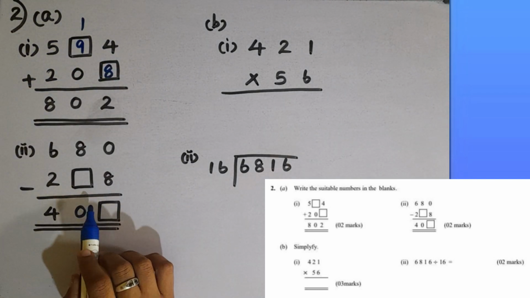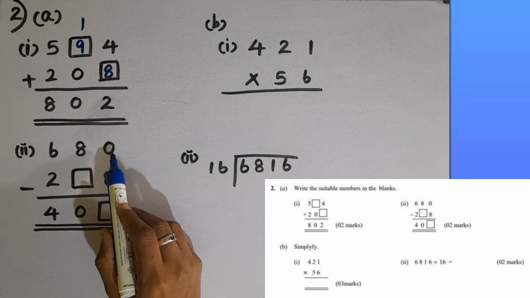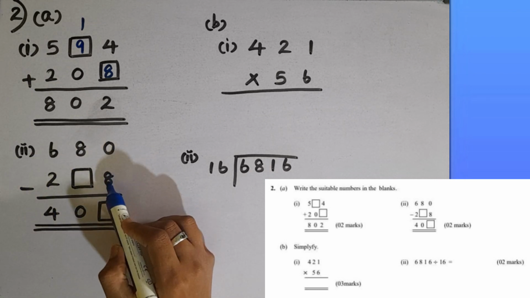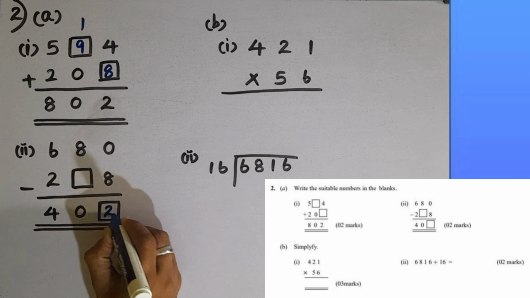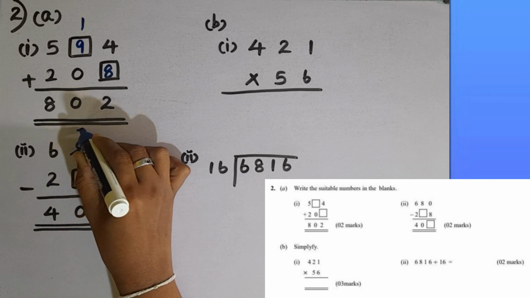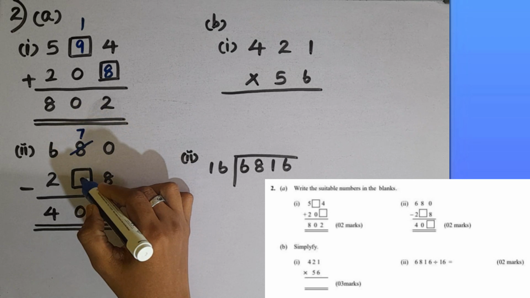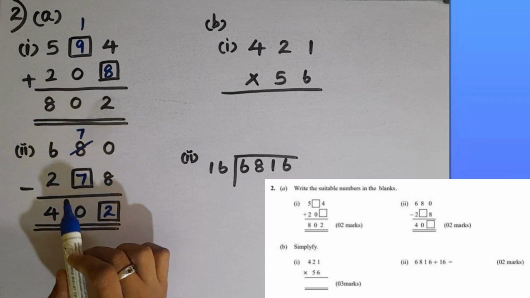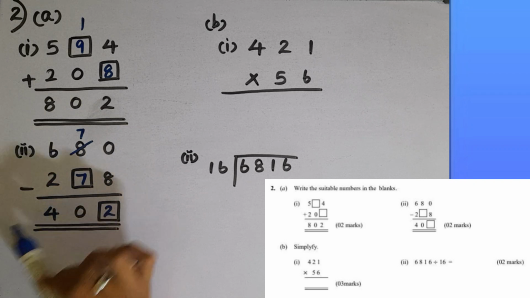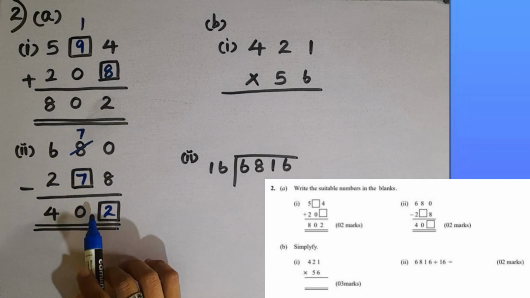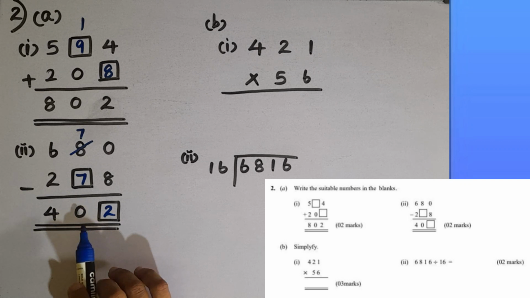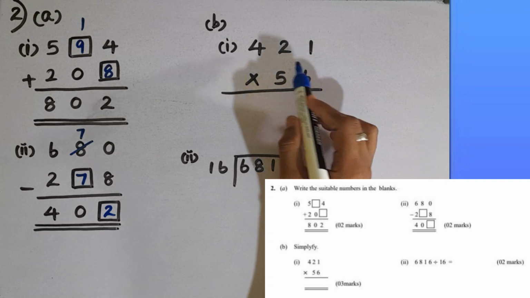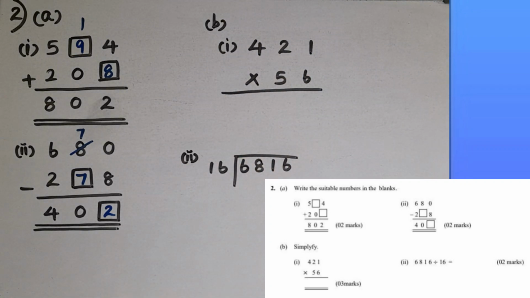Then the second one, here 0, here 8. Then this is subtraction. 10 minus 8 is 2. Now what is remaining in this? 7. 7 minus what goes to 0? 7 minus 7, this should be 7. Then 6 minus 2 is 4. Now this is the way we are writing the digits in the blanks here. Then next one, B part, this is a multiplication.